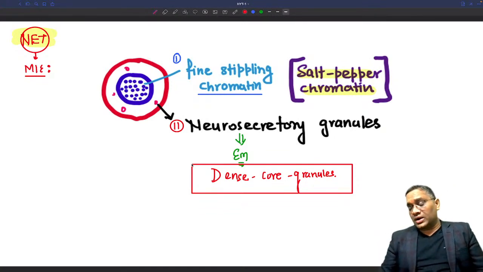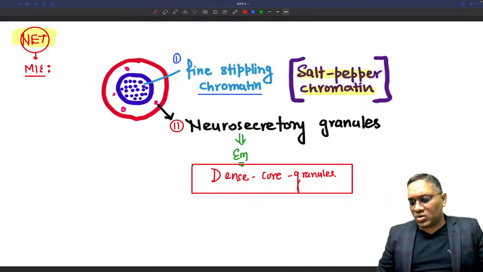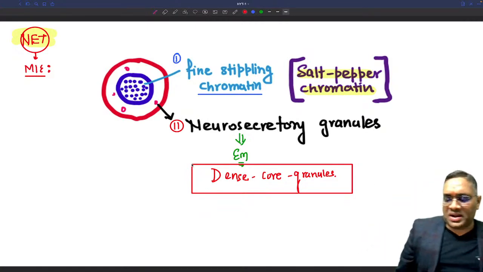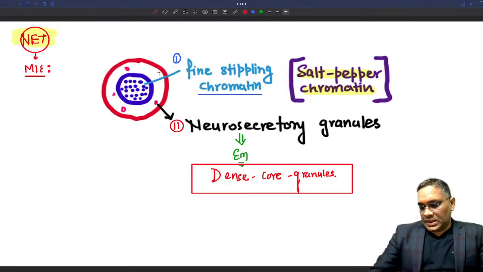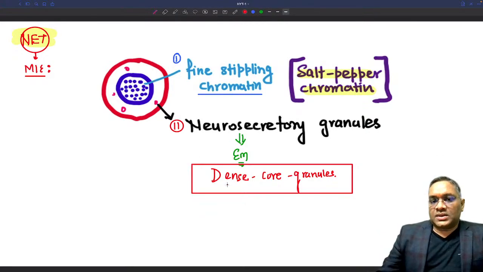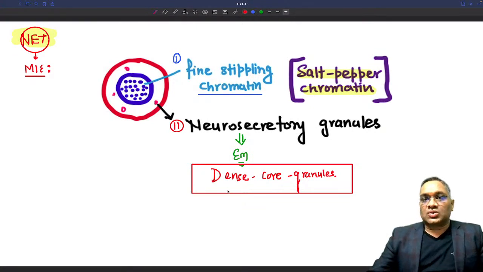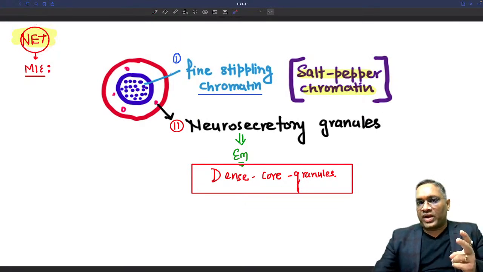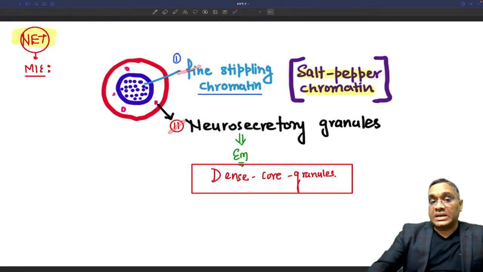Yes, all these are endocrinal tumors, right? Adenoma is a benign tumor. It does not have invasion, so we will not say that it is malignant, but we can call it an endocrinal tumor. Now dense core granule is again an important feature. If the examiner says neuroendocrine tumor, the two findings you will see are the fine stippling of the chromatin and, second, the neurosecretory granules, right?